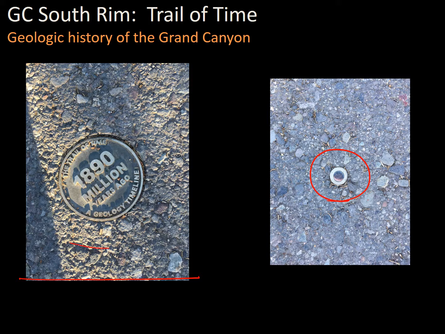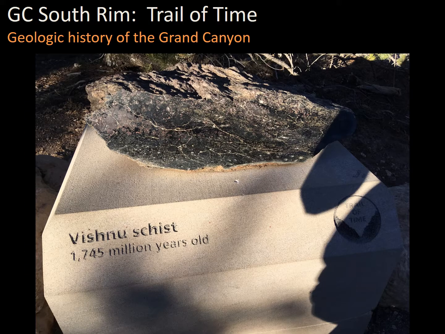And every so often there are larger symbols in the path representing certain important geologic events, and there's a nearby display to explain what was important at that time. Along the path, there are examples of all of the major rock units within the Grand Canyon.